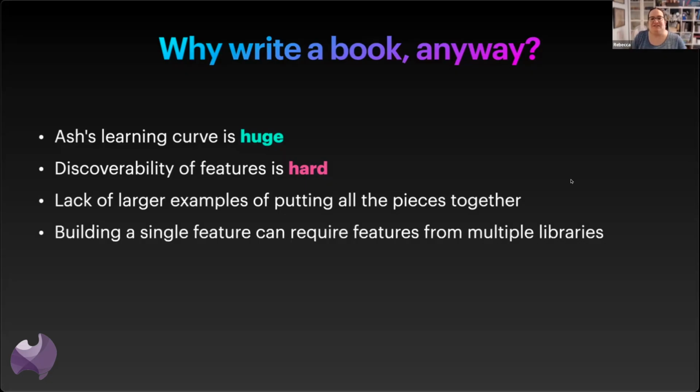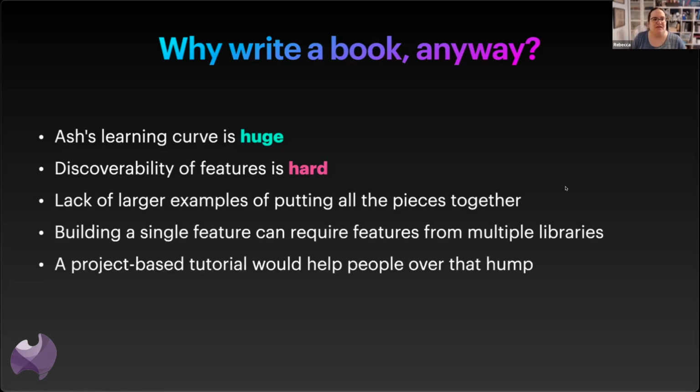And building a single feature can require bits and pieces from a lot of different libraries because Ash is split up into a lot of different packages. So there's Ash Phoenix for Phoenix integration. There's Ash Postgres for Postgres integration. If you want to use something like Ash Oban or Ash State Machine, there are lots of different Ash packages. And if you want to build a full feature, you can need a lot of them. So we thought a project-based tutorial would help people over that hump of learning what there is, learning what's available, and getting familiar with working with the framework and the ecosystem.